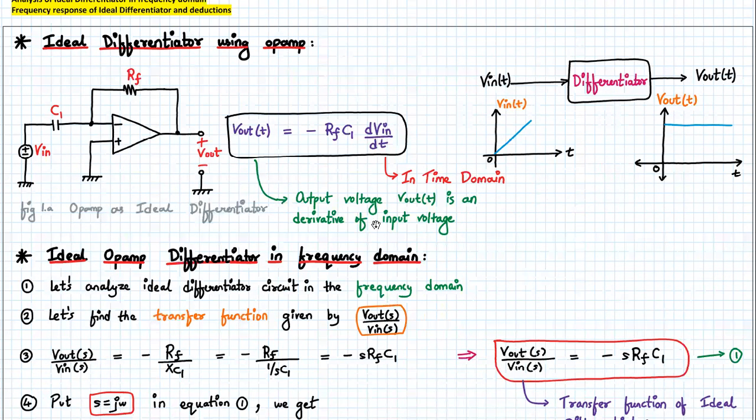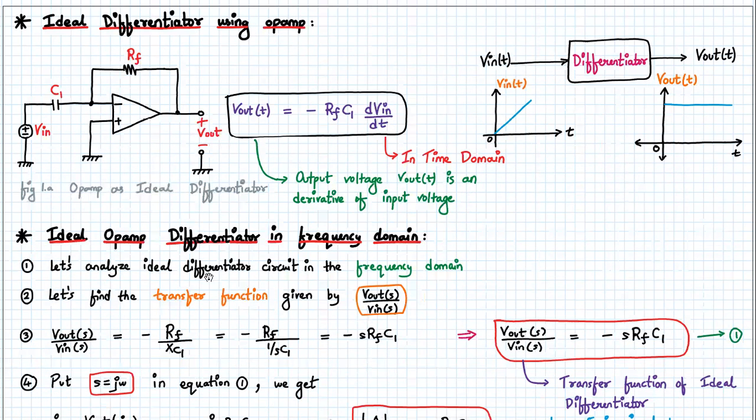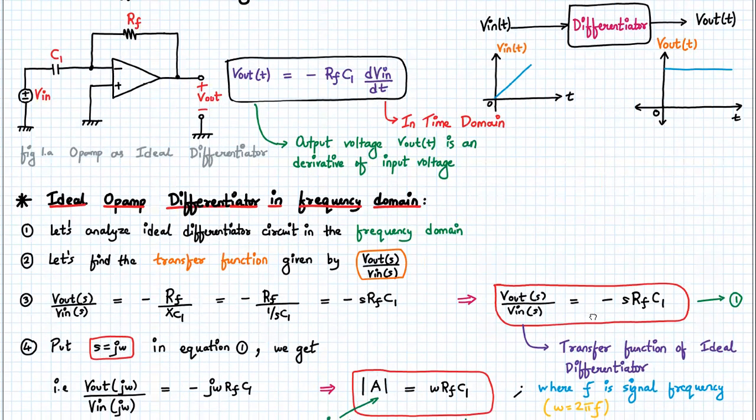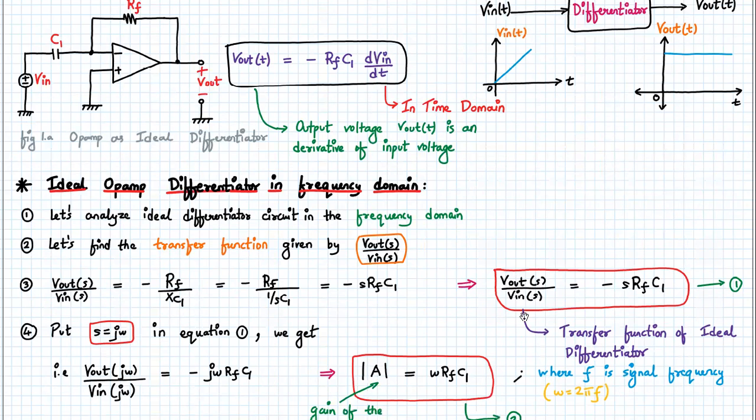Now, let's analyze the differentiator circuit and derive the transfer function for the same. The transfer function is given by V out of S divided by V in of S. This looks like an inverting amplifier with impedance RF, whose gain is minus RF divided by XC1. Now, what is XC1? 1 upon SC1. So V out of S upon V in of S will be equal to minus S times RF into C1. That's what the transfer function of an ideal differentiator looks like, which is our equation number 1.